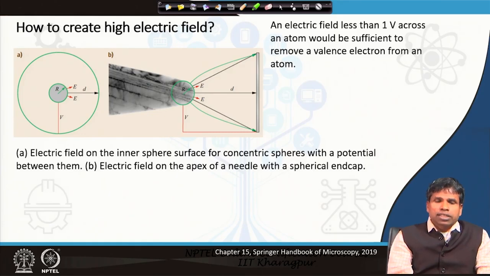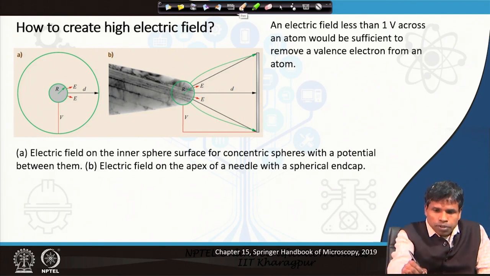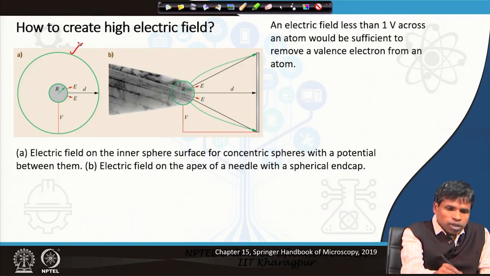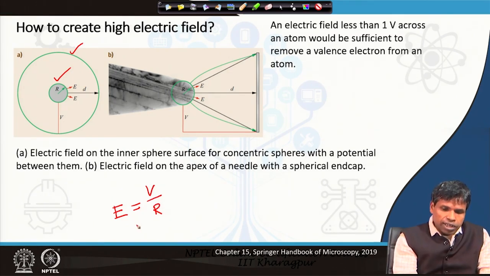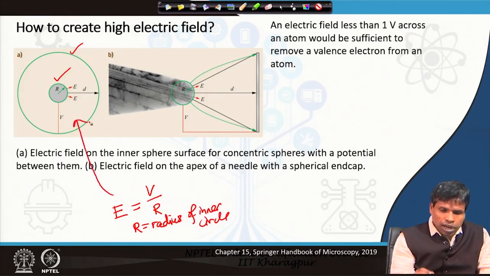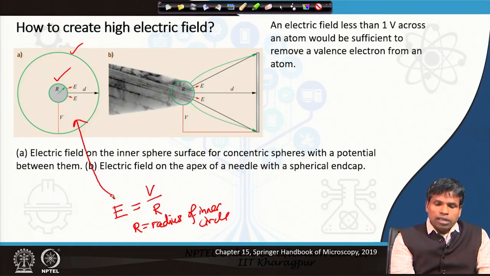So, how to create a high electric field? For example, let us say we have two conductive concentric circles, one outside and one inside, and if we apply a voltage, then the field will be E equal to V by R, where E is the magnitude of the field, V is the potential difference between the two electrodes, and R is the radius of the inner circle. Now, if R is very small, that is the tip, then we can have a very high field E.